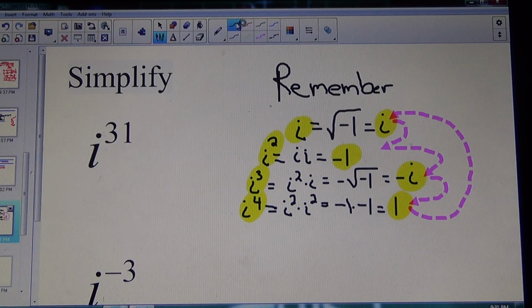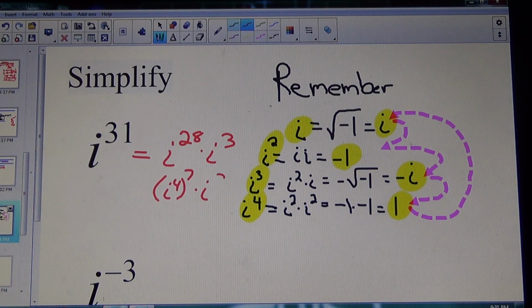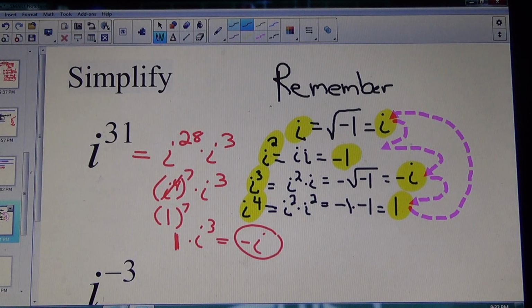So, knowing that that pattern goes in groups of 4, every 4 it'll repeat. Can I get 31 close to groups of 4? And I can. It'd be i to the 28th times i to the third would get me to 31. i to the 28th is the same as i to the 4th to the 7th. And what's i to the 4th turn into? A 1. So that'd be 1 to the 7th, which is 1, times i to the third. And what is i to the third equal? Correct. Negative i.